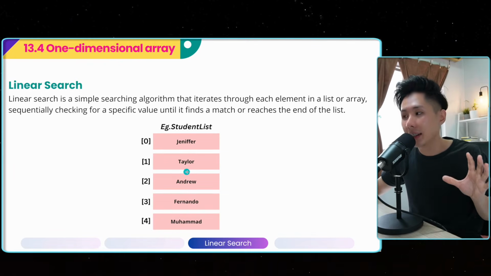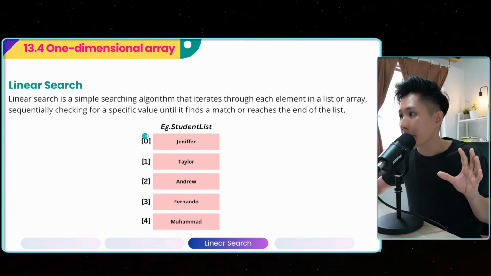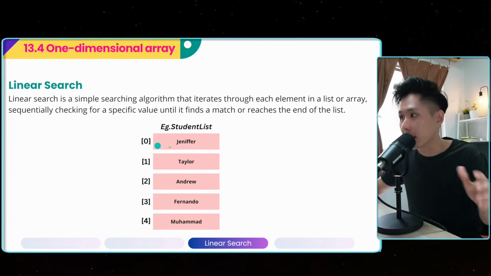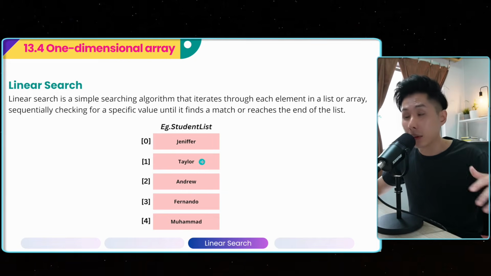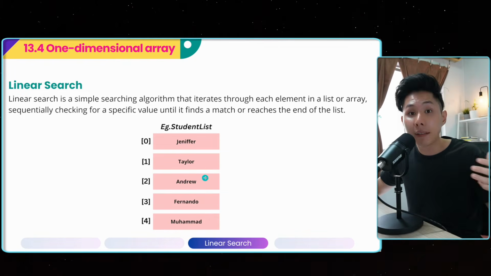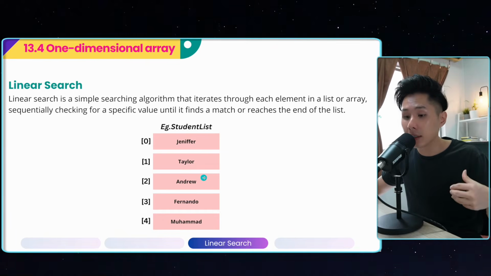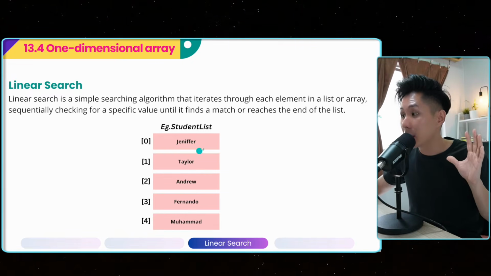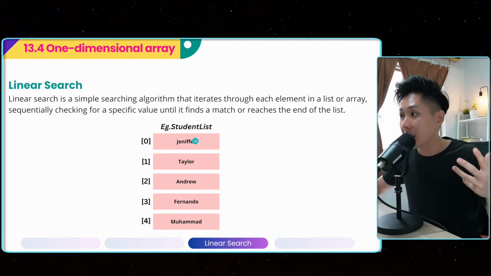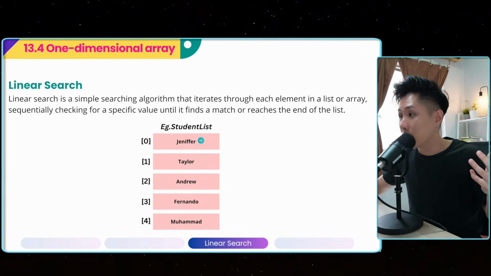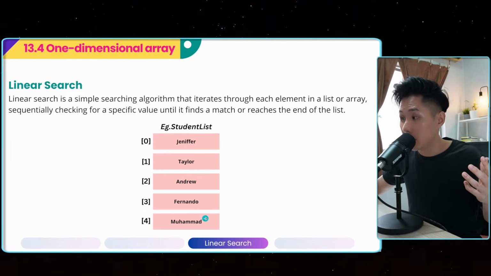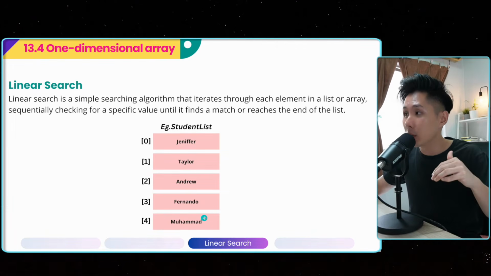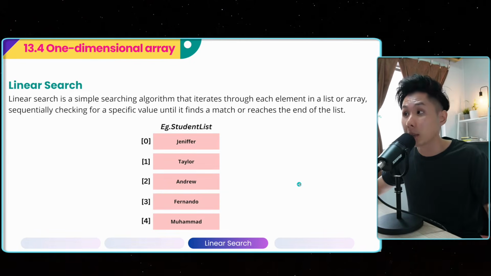For example, if I want to find out whether Andrew is inside this array, I'm going to look into the first location and check whether it's equal to Andrew. It's not. Second, whether it's equal to Andrew. It is not. And the third, oh, I found Andrew. The algorithm will then return true: yes, I found Andrew in this array. And if it couldn't find anyone, let's say the name given is James, the algorithm will look through each item in the array and find out that there's no James in this array. It will then let the user know there's no James in this array.